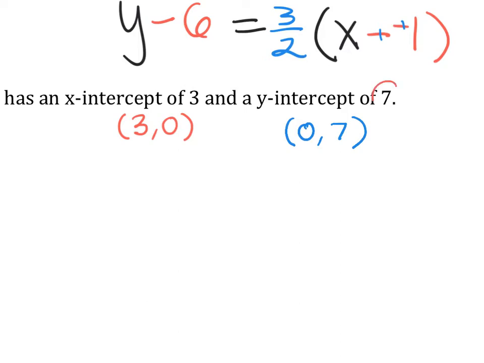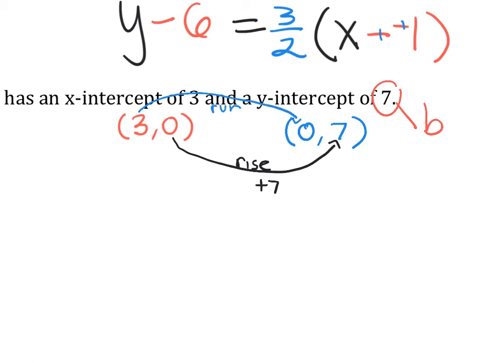So we know our y-intercept, which is 7. That means that would be our b value. Keep that. We just need to figure out the slope. So if we do rise over run, for our rise, 0 to 7, what did we do? We added 7. And then for the run, 3 to 0, what did we do? Subtract 3. So our slope would be rise over run.